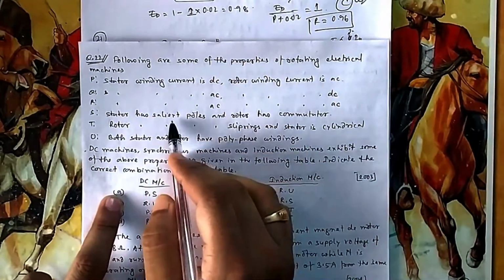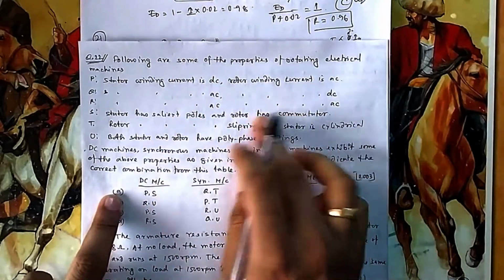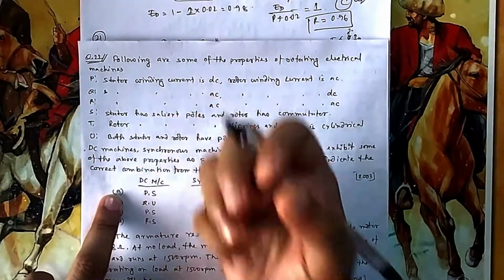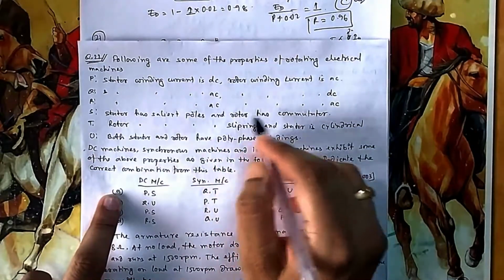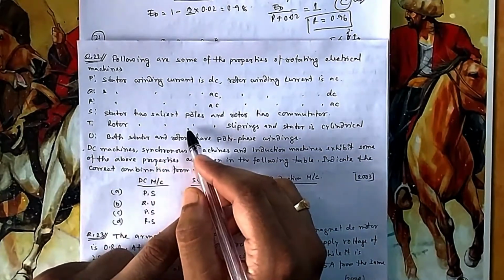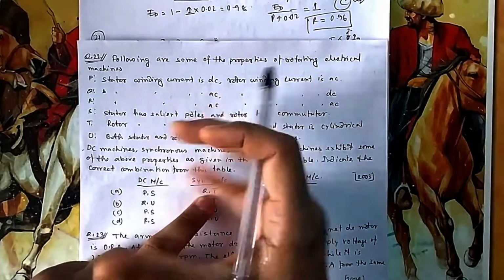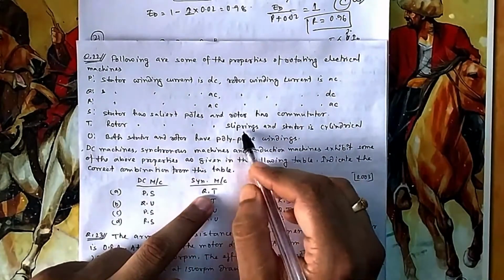So obviously in a DC machine you have salient pole stators, that's the magnets. The field is stationary here and the armature is rotating. In the armature you use a commutator to take the current and make it unidirectional. So that's why S is with the DC machine. And T, rotor has salient poles and slip rings, because in a synchronous machine the rotor is the magnet. So the magnet will have salient poles.